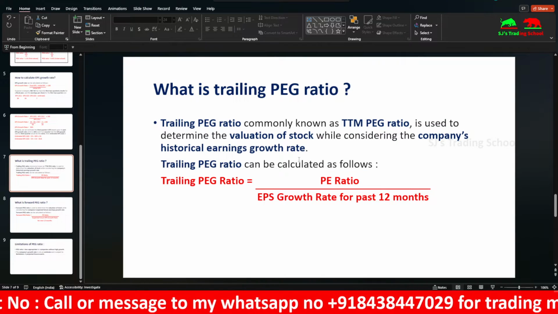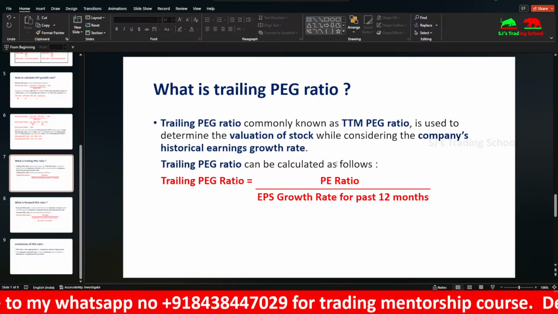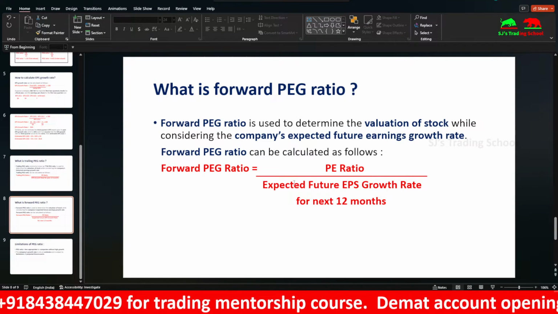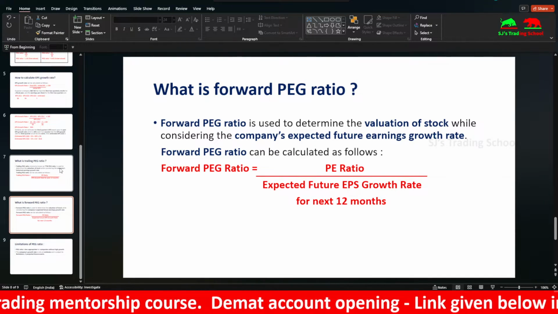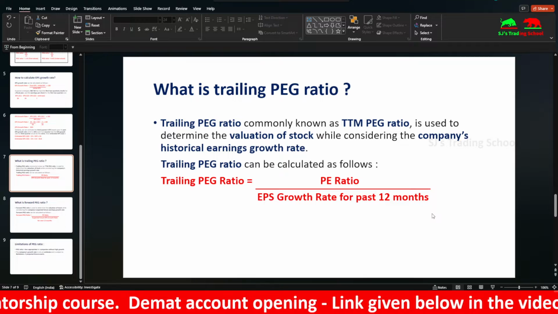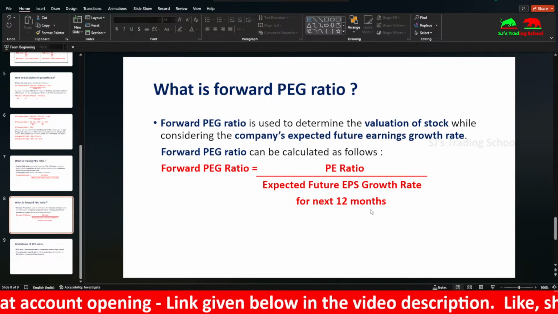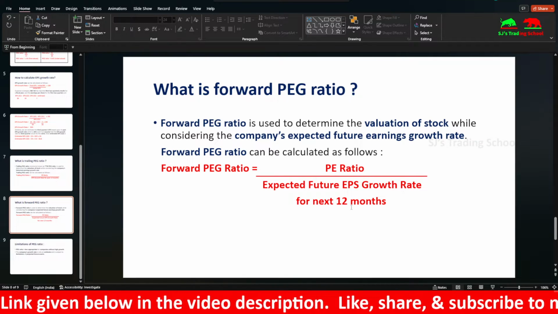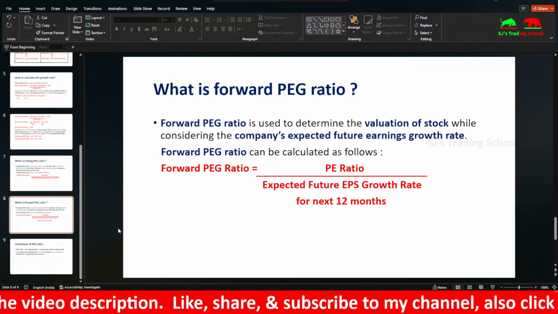So usually trailing means the past 12 months value of the earnings growth rate is taken. Whereas in the case of forward growth rate, the future earnings growth rate is estimated and taken for the next 12 months. So this is the formula. PEG ratio is the P/E ratio divided by EPS growth rate for the first 12 months. So this is the formula for forward PEG ratio, P/E ratio divided by expected future EPS growth rate for the next 12 months. So you can even pause the video and see the definition.